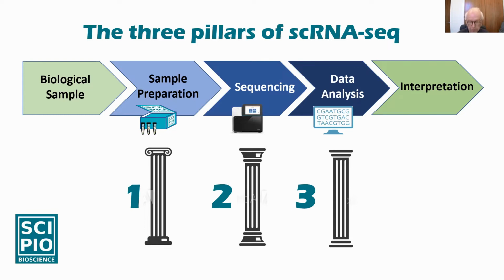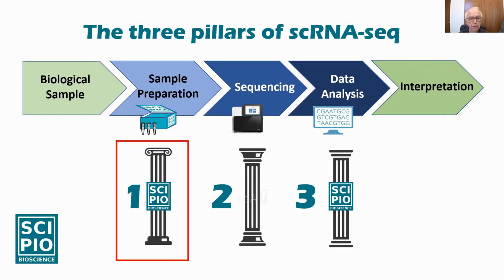Now, many of the techniques that are available, including what we're doing at SCIPIO, really only deal with the first and the third stage. We leave the sequencing to the big companies that have produced all the wonderful sequencing machines. And our operation is able to work with whatever sequencing machines are available to the user. So really what we need to do is focus on the first and the third steps, and we'll start naturally with the first step.